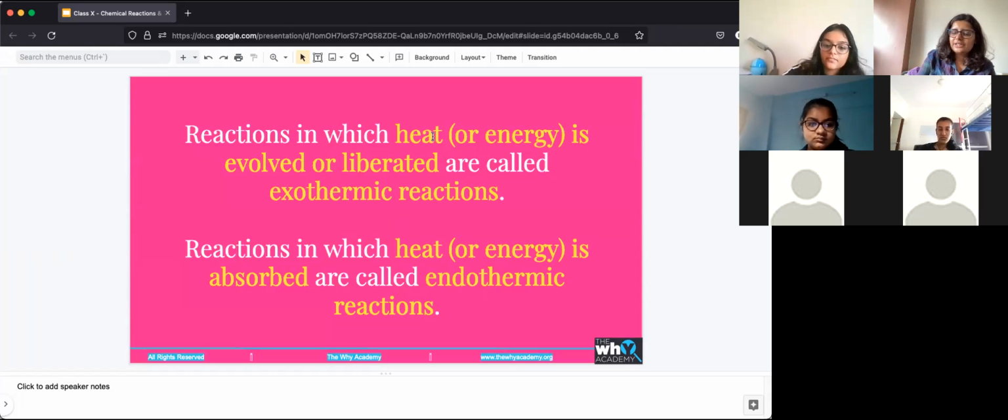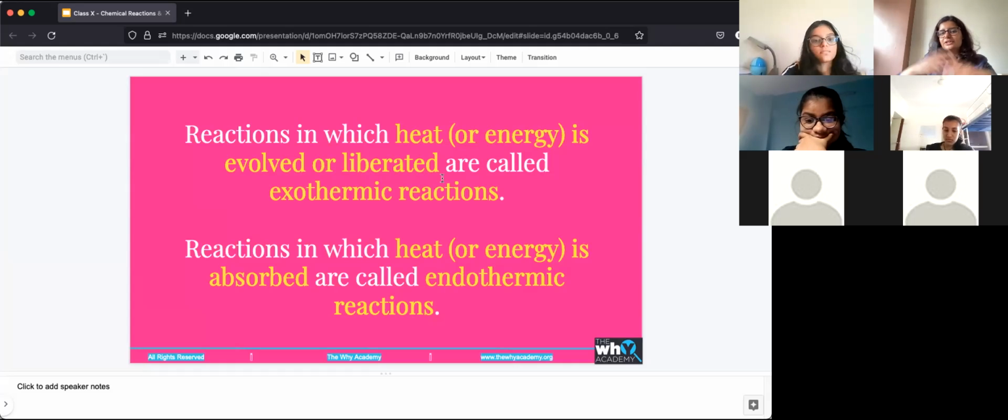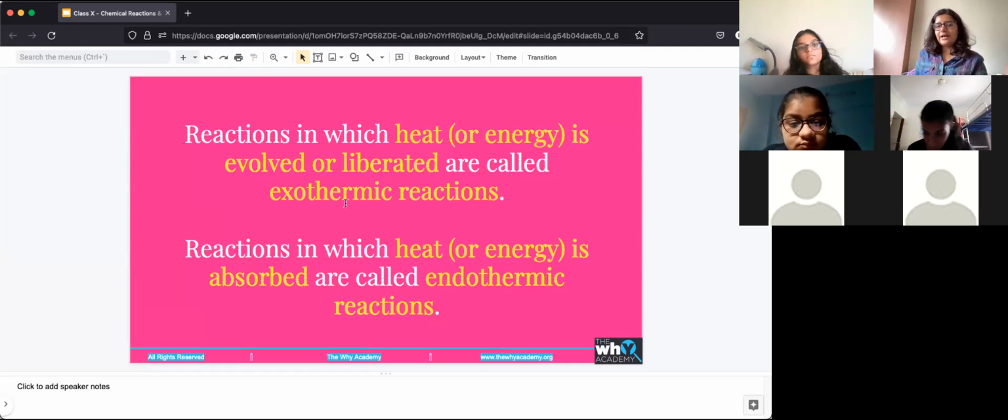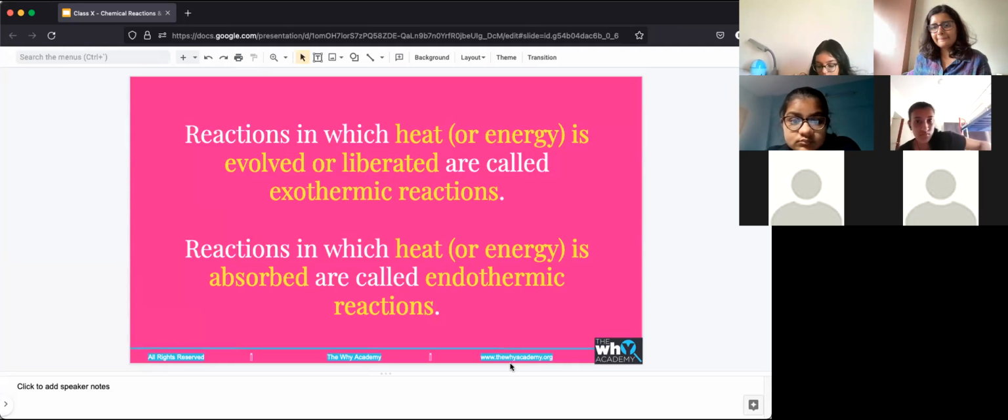So reactions in which heat or energy is released, evolved, liberated, all of these mean the same thing. So energy is given out, they're exothermic. In order to remember it, you can exo is like exit. So energy is exiting from the reaction. And how can you identify exothermic reactions? Like, can you figure out reaction को देखते ही ये वो exothermic है या endothermic है?